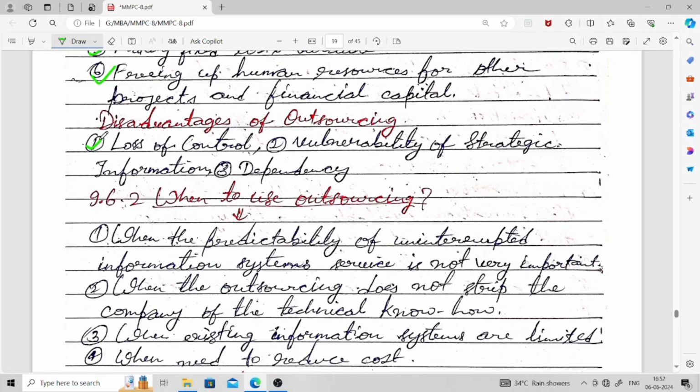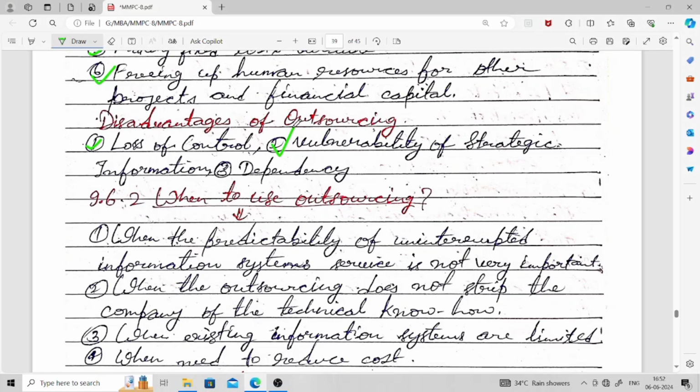Second, the vulnerability of strategic information. If any strategic information is shared with the external service provider, then there may be some kind of breach in security. So that is the vulnerability of strategic information. If that strategic information goes to competitors, it may cause damage to the organization.